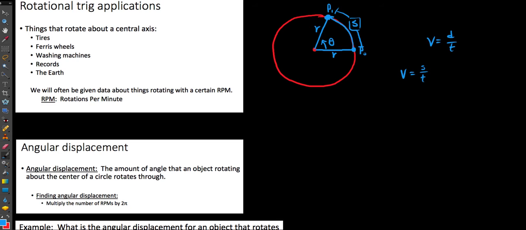So your angular displacement is the amount of angle that you rotate through, and this is always in radians, or preferably in radians. To find angular displacement, we multiply the number of rotations times 2 pi, because we know that every one rotation is 2 pi radians. So the number of radians you rotate through is always equal to the number of rotations times 2 pi. That converts it into radians.